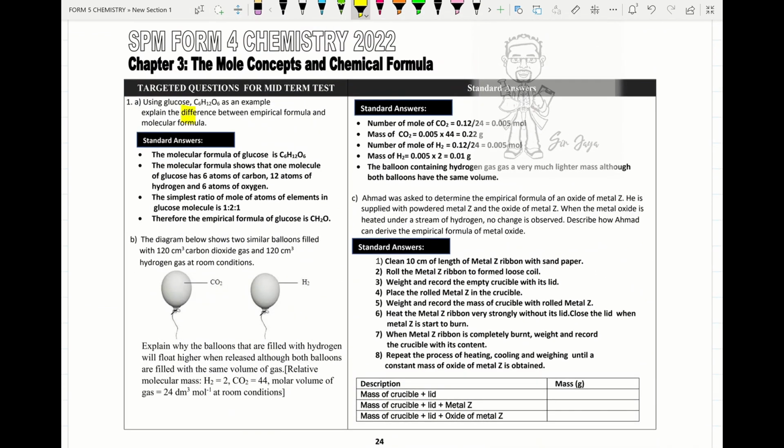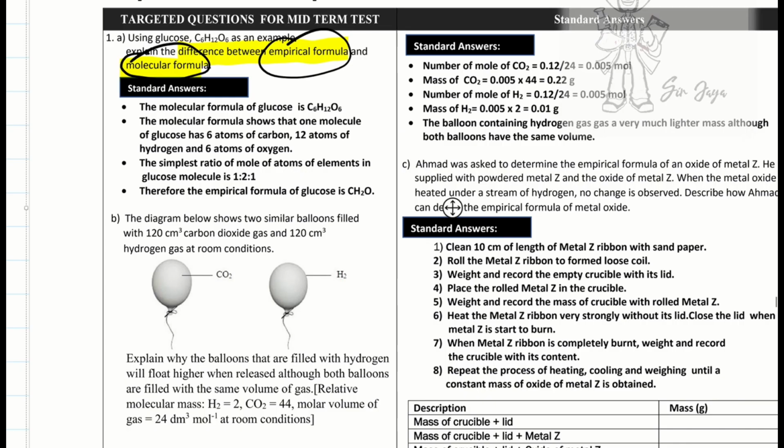We need to explain the differences between the empirical formula and molecular formula. Please remember the differences. Try to read the question. Given the glucose C6H12O6 is made up of carbon, hydrogen and oxygen elements. The molecular formula of glucose is C6H12O6. One molecule of glucose has 6 carbon atoms, 12 hydrogen atoms and 6 oxygen atoms.